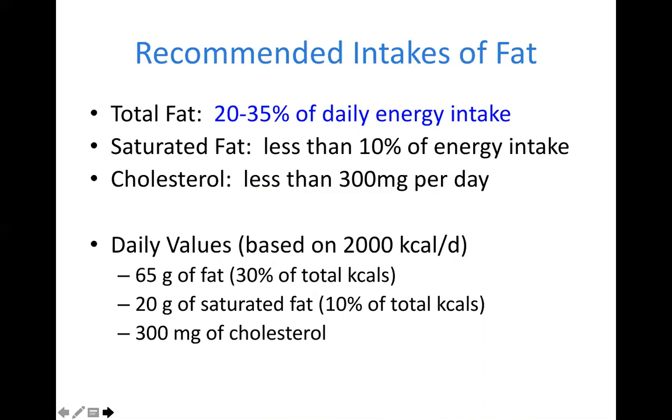And then, for example, how much fat would you be consuming if you had a 2,000 calorie diet where 30% of your calories came from fat? You guys will have some questions like this on your study guide. It would be 65 grams of fat, 20 grams saturated fat. And like I said, the recommendation for cholesterol actually went away.